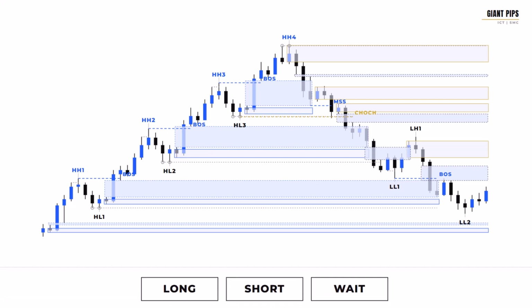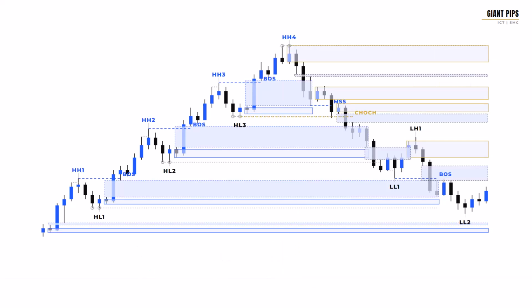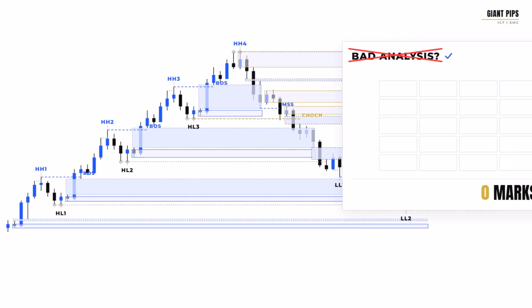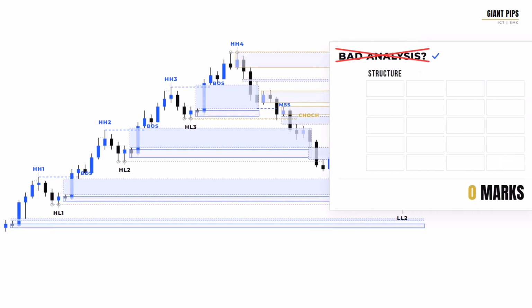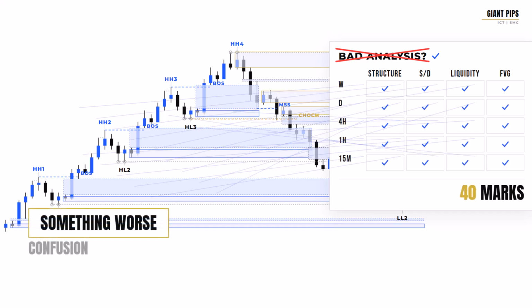And when you finished, you looked at that and you were less certain about the trade than you had been before you started. That isn't a sign you analyzed it badly. It's the predictable result of applying every concept you know to every time frame you can open. And it does something worse than simply confusing you.